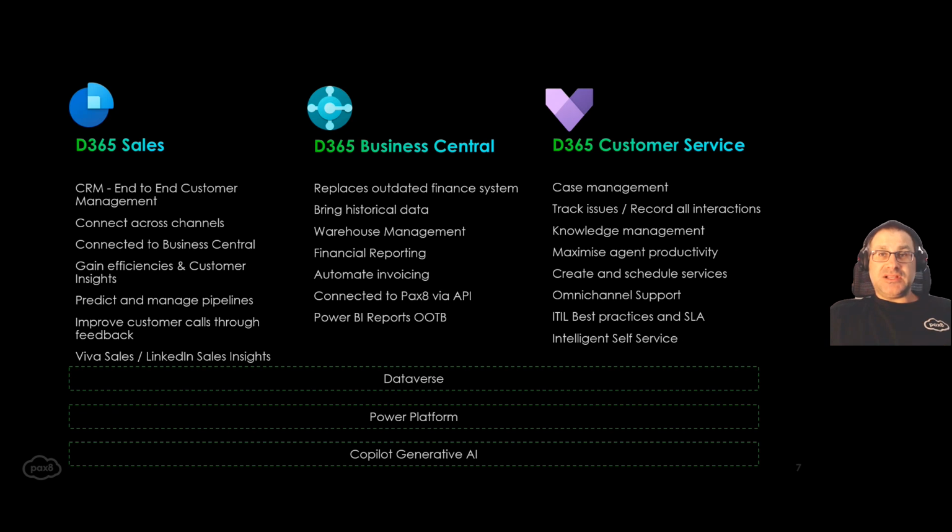I'll click on to the next one, which is customer service, which, as I mentioned, is that case management solution, where you can track issues and record interactions. There's a knowledge base article as well. You can even schedule field service agents to be on site to deliver services. It also has omnichannel support. But these are the SMB solutions that we're focusing on in Dynamics.